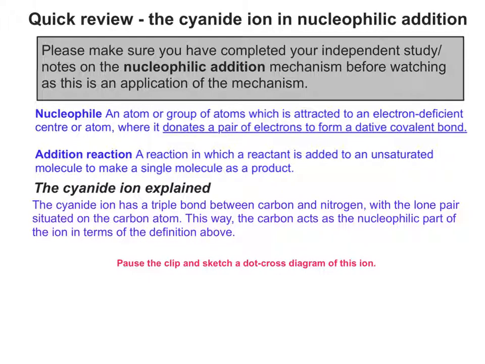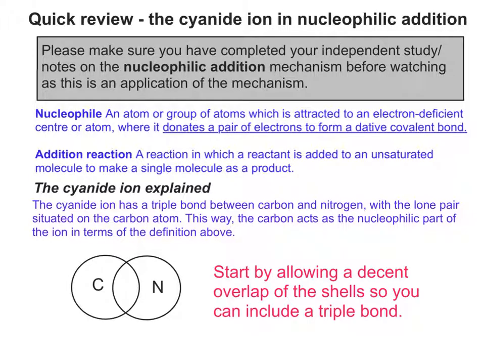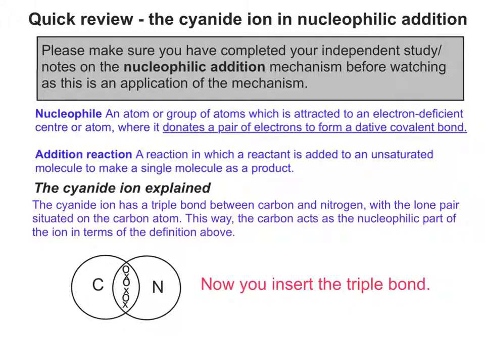So it might be worth pausing the clip and trying to sketch a dot-cross diagram of this ion, and then resuming the clip when you think you've worked it out. So you start off by allowing a decent overlap of the shells, because you know you have to include a triple bond, in other words 6 electrons, 3 pairs. So now you can put in the triple bond.